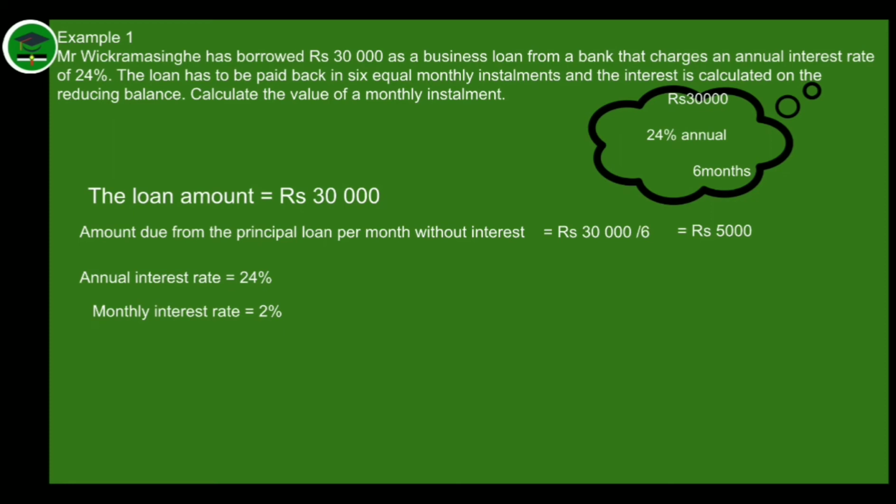So you can find the interest for the first month. The interest rate is 2% per month. That means if you borrow 100 rupees, you have to pay 2 rupees as interest. Now you borrowed 5,000 rupees for a month, then we can calculate the interest. How can you do that? You have to multiply.